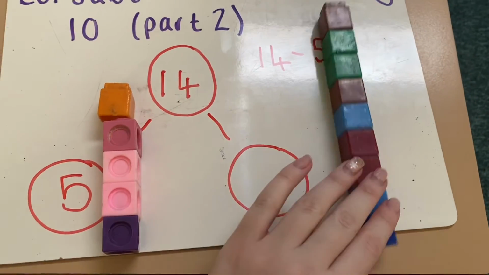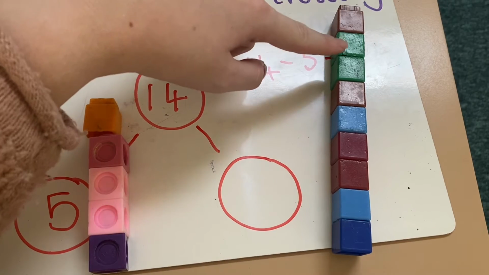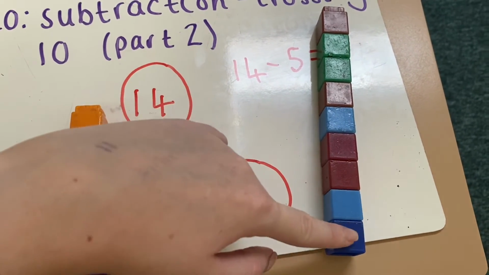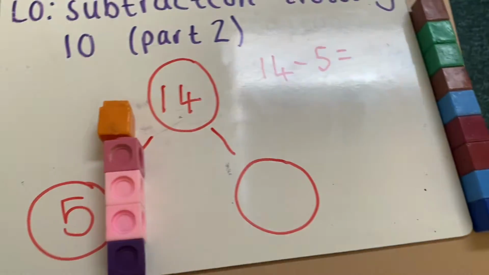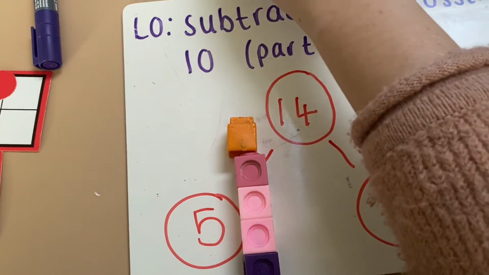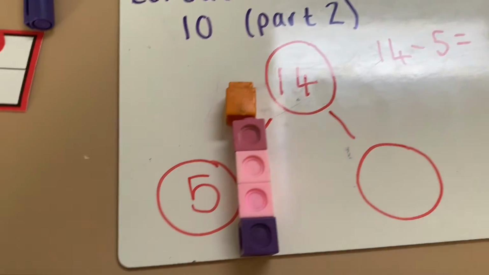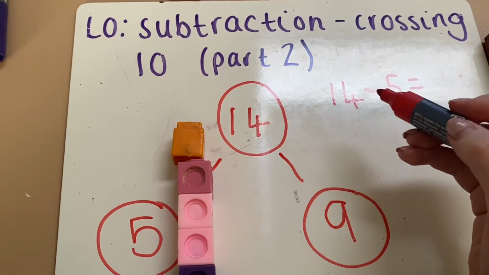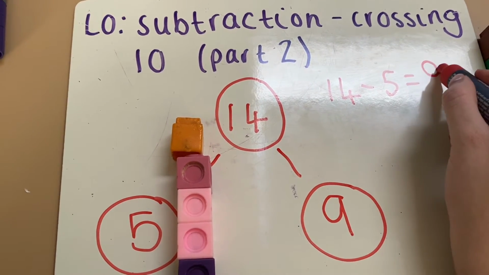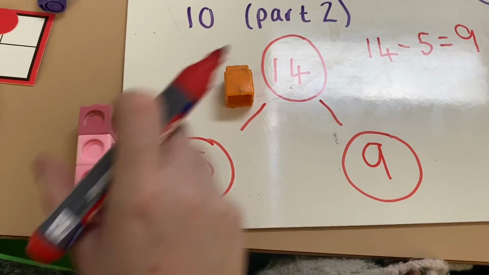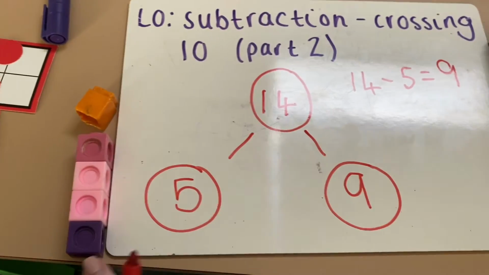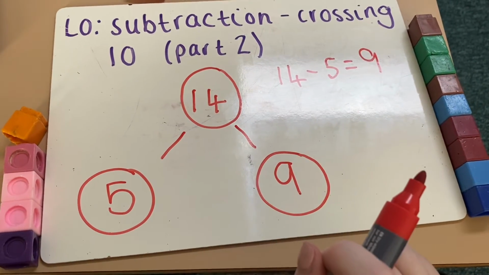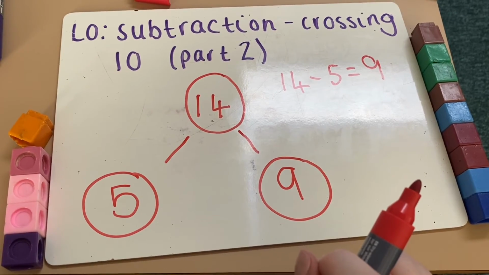How many cubes have I now got here? Let's count. I've got 1, 2, 3, 4, 5, 6, 7, 8, 9. So I know that in my other part, I would have 9. So 14 take away 5 equals 9. Let me pop those either side so you can see that my 2 parts, my 5 and my 9, equal 14. Okay, let's have a go at another one.